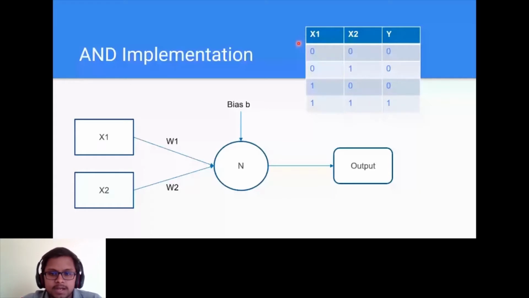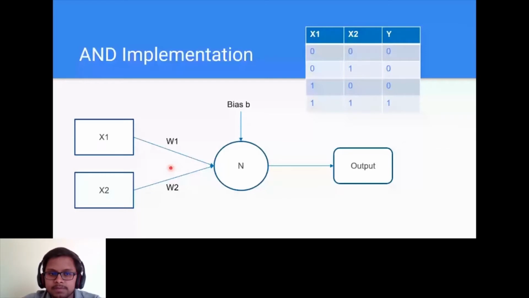As we all know, the AND gate would only output a value of 1 in case both the inputs that we are providing are 1. If either of them is 0, it will give us the output as 0. So with this, let us see how it will work.